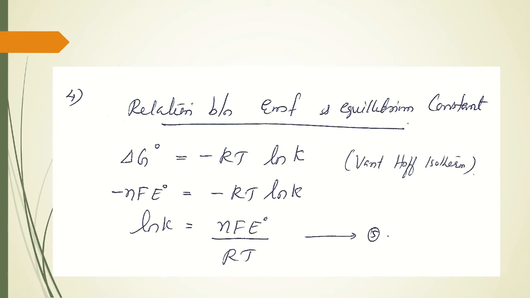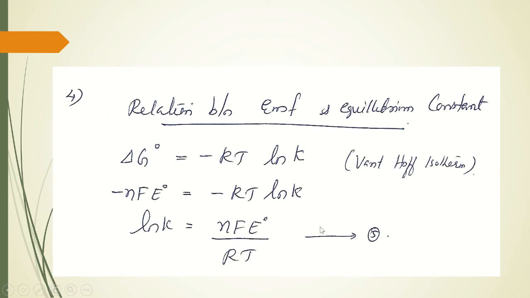And the fourth one is the relation between EMF and equilibrium constant. Equilibrium constant is ln K. So if you want to connect your EMF with equilibrium constant, then you have to find a thermodynamic relation which consists of ln K. So for that we will take one of the isotherm equations. Delta G0 is equal to minus RT ln K, and we know that delta G0 is minus nFE0. So minus nFE0 is equal to minus RT ln K, and ln K is equal to nFE0 by RT.